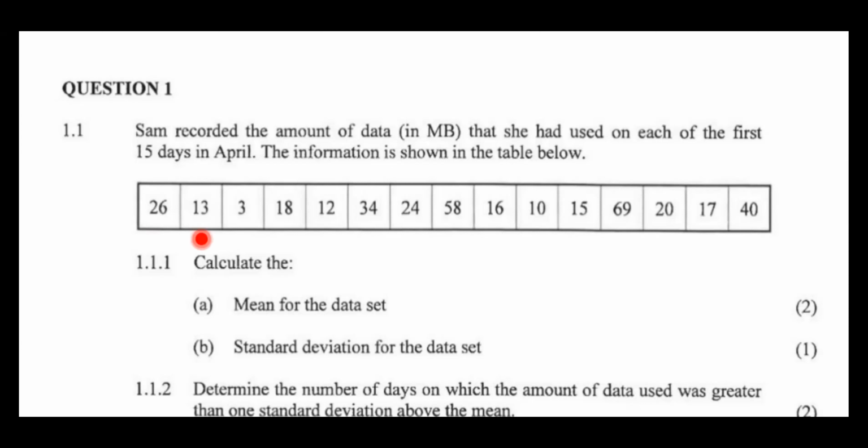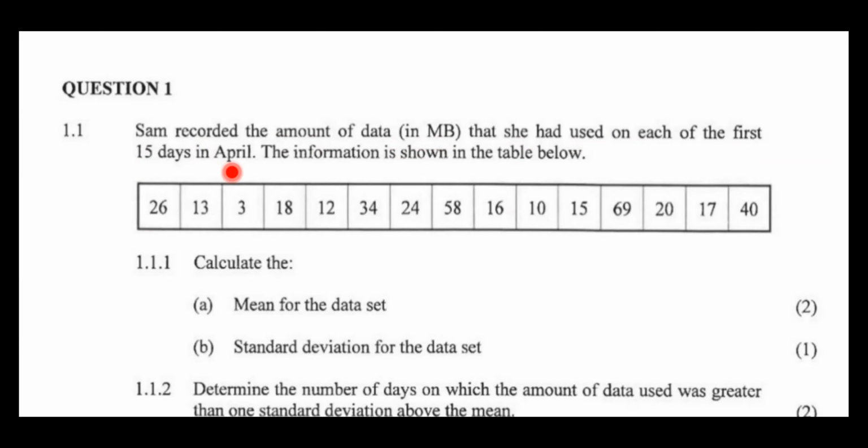Okay, so here we have the data in megabytes that she used. Can I just read it again? Because I don't fully understand it. So Sam recorded the amount of data in megabytes that she used on each of the first 15 days in April. Okay, that makes sense.